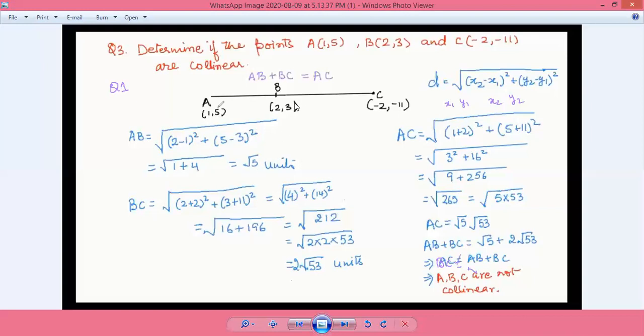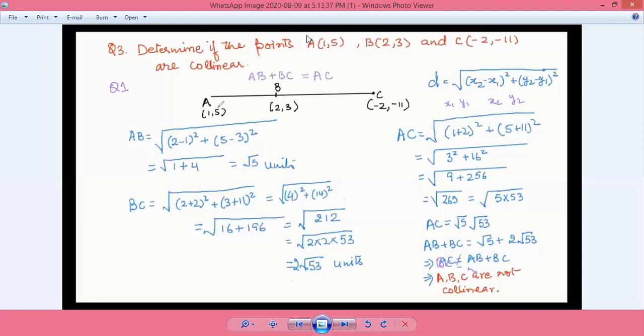Similarly, if you want to find out the distance between B and C, these two values of x, you will select the greater one. So that is 2 minus minus 2, that will become 4. Square of 4 is 16. Then out of two values of y, you will select the greater one. So 3 is the greater one. Out of 3, you will subtract minus 11. 3 minus minus 11 will become plus 11. 3 plus 11 is 14, and square of 14 is 196.